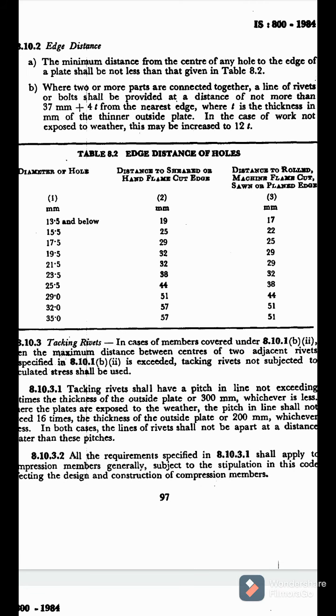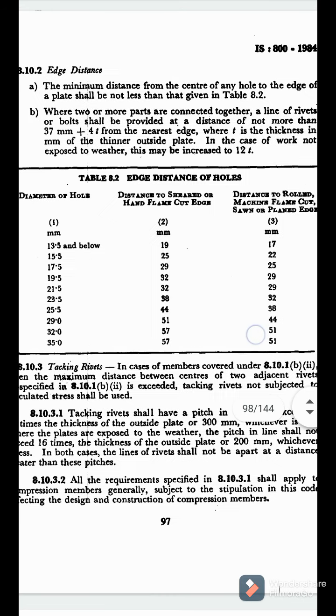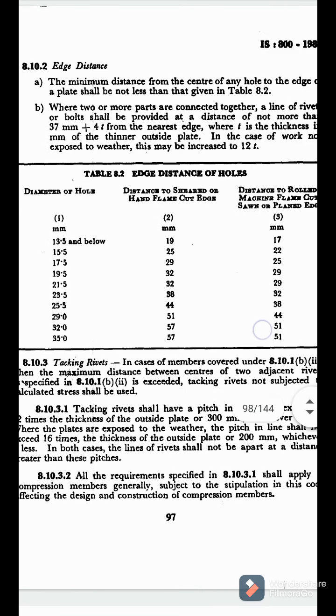Now here again, the plate can be cut in two ways: by hand and by machine. For hand cutting it is 19 mm, and for the second one, if you cut the plate by machine, it is 17 mm. Here 13.5 is the diameter of the hole, meaning the gross diameter. If the gross diameter is 13.5, then the edge distance should not be less than 19 mm, and for machine cutting not less than 17 mm.